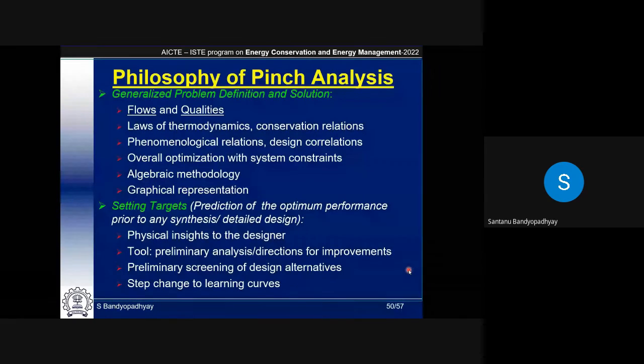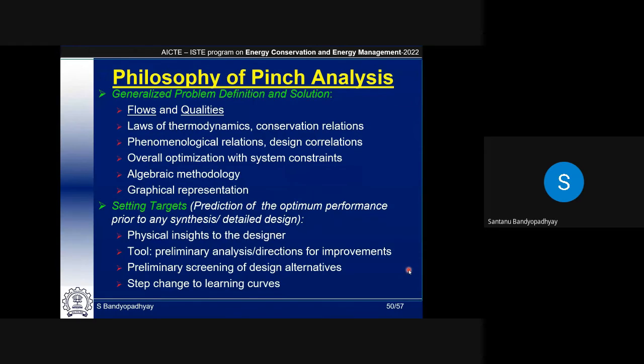And this targeting is essentially a prediction of the optimum performance prior to synthesis of detailed design. So what do I mean by that? We have not done a design of any single heat exchanger, but we simply said how much minimum hot utility or minimum cold utility is required. We can have a lot of physical insight for the designer.